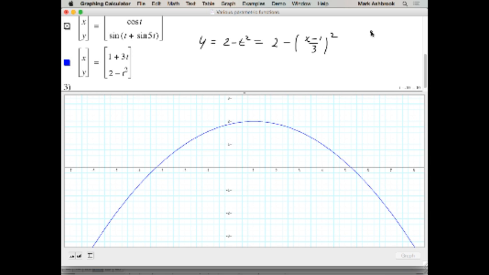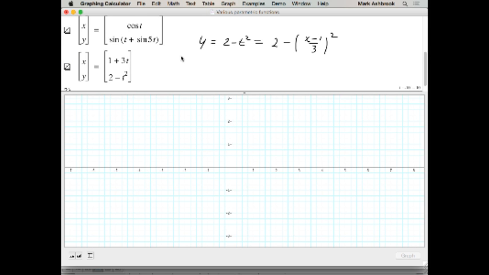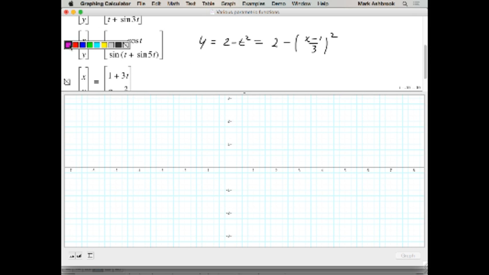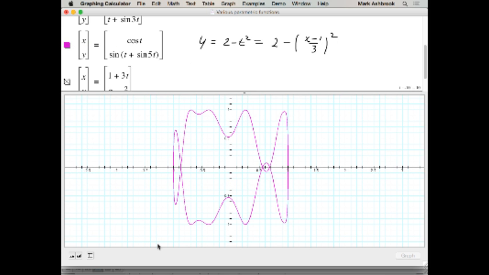So parametric functions, if you want, can be used to reproduce common functions that we know, but then they allow us to define crazier stuff too, like a particle, something moving according to time, right? Something moving in the plane according to time.